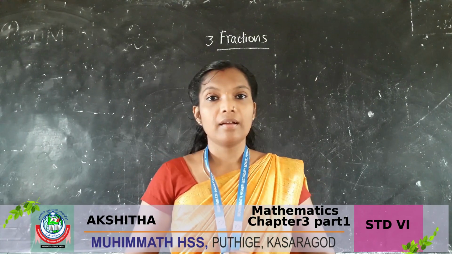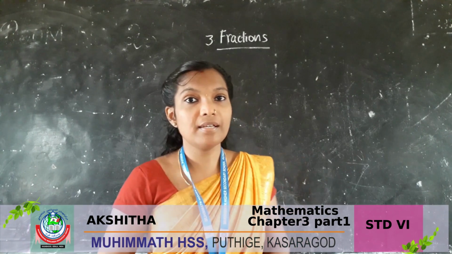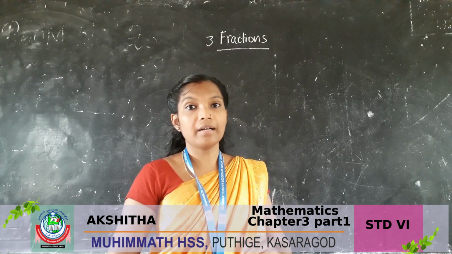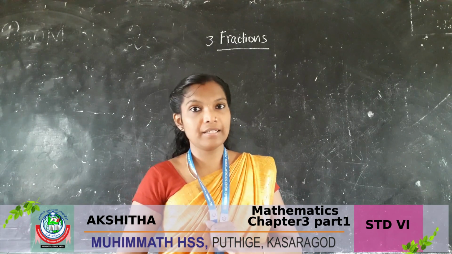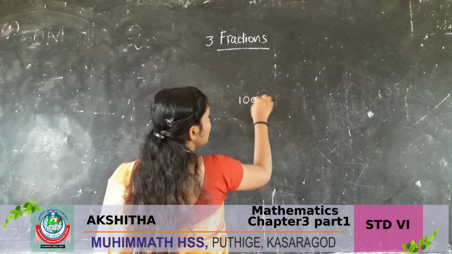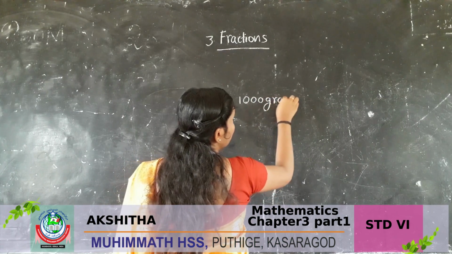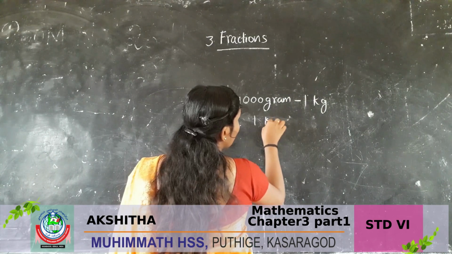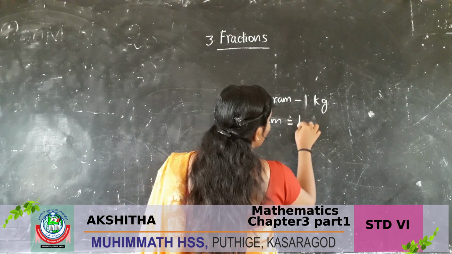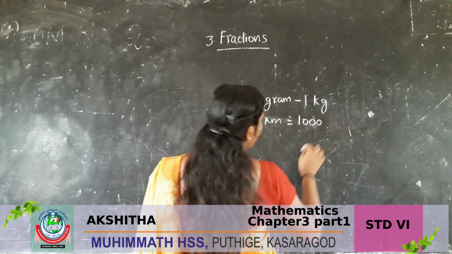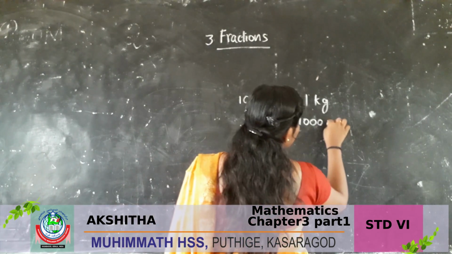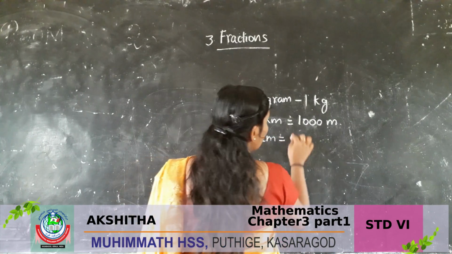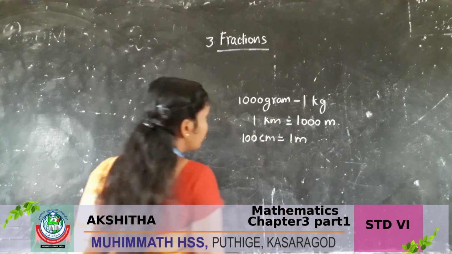Hello students, in maths, third chapter name is fractions. I think you already studied about kilogram, gram, meter, milliliter, etc. 1000 gram is equal to 1 kilogram. 1 kilometer is equal to 1000 meter. 100 centimeter is equal to 1 meter.